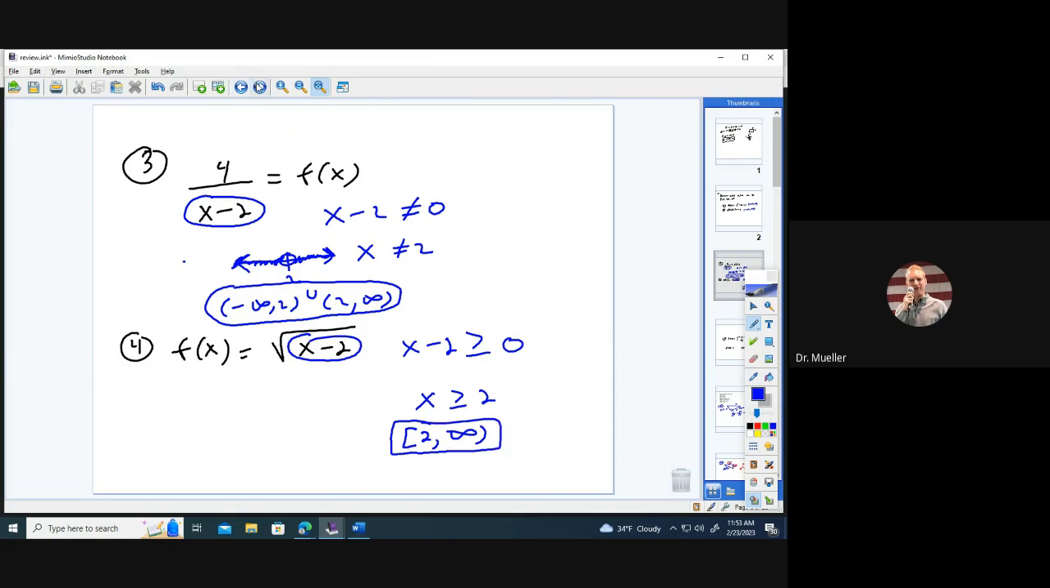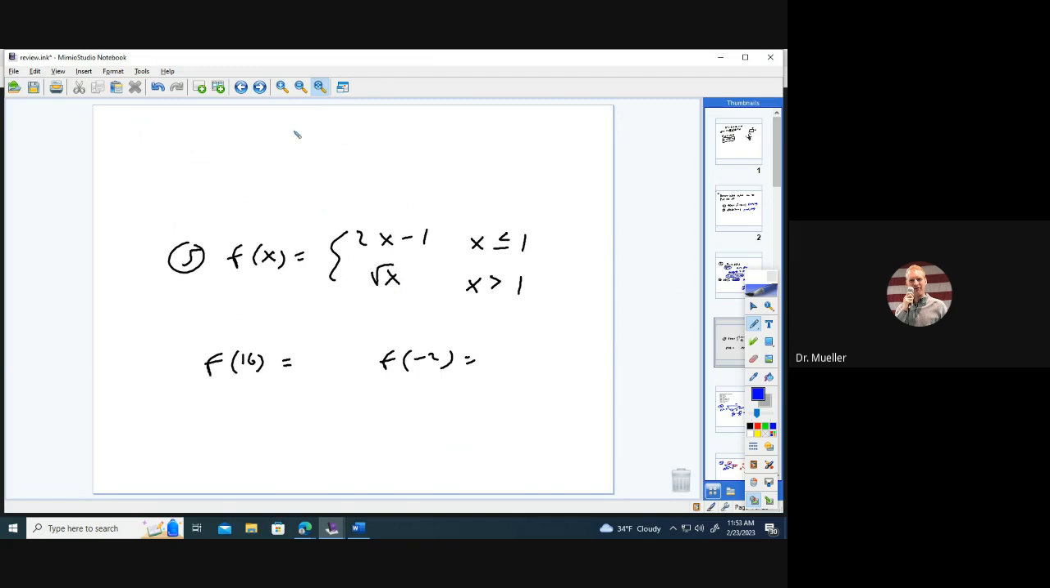When we get to piecewise functions, you have to look at your x value and ask yourself which category it goes in. So if x is 16, that would be this one here. We put 16 into the square root, and we get 4. For f of negative 2, that would go in this one. We put negative 2 in for x there. We get negative 4 minus 1, which is negative 5.